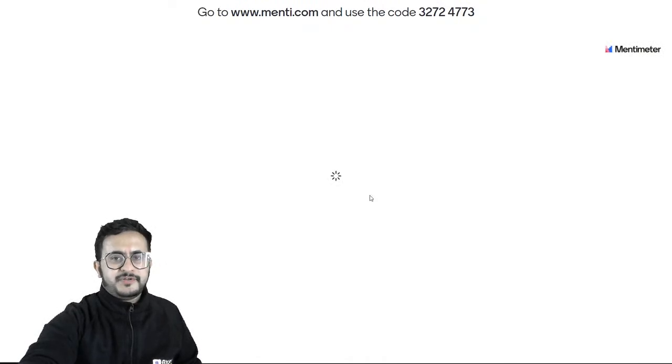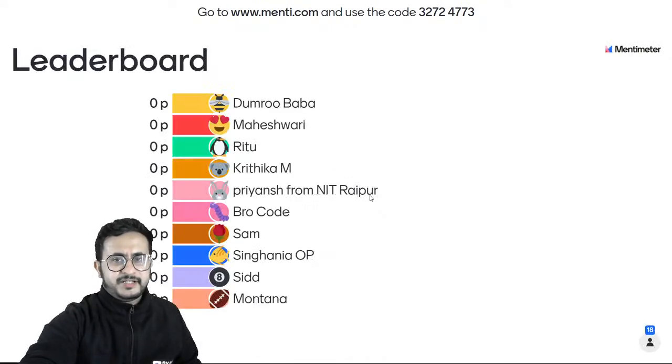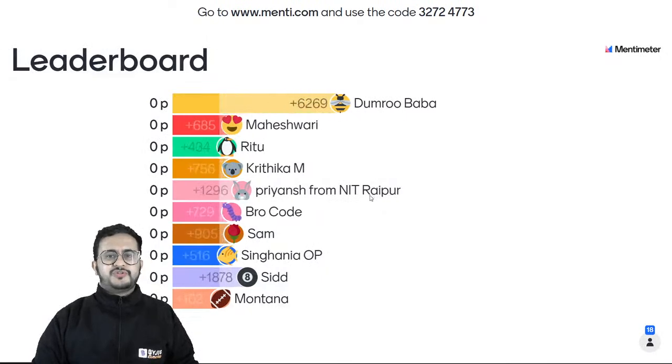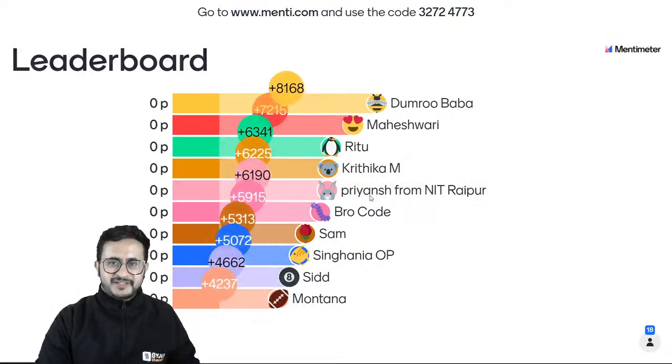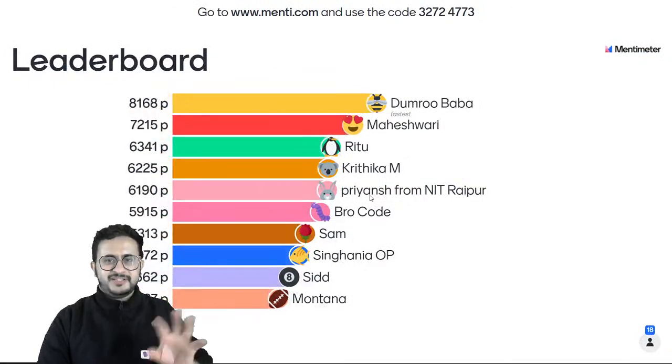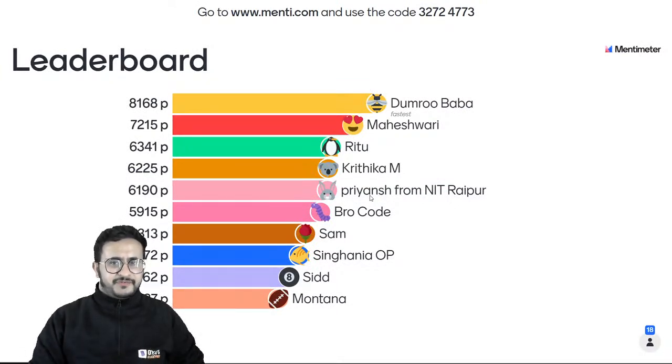All right, now let's have a look at the leaderboard, to see who has been leading in this space. There's a person called Damru who is present in every quiz, and then we have Maheshwari. These are some constant people. So Damru Baba is leading with Maheshwari in the second position, and we have Ritu, Kritika, Priyansh, Brocode, Sam, Singhania, Sid, and Montana. These are the top 10.